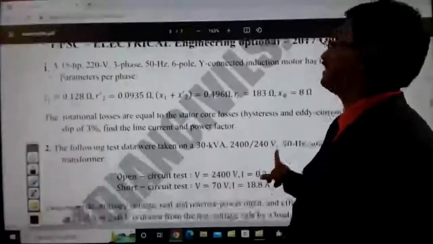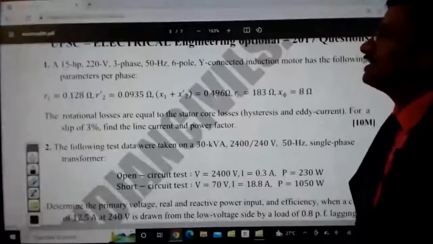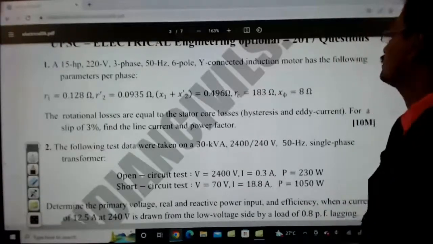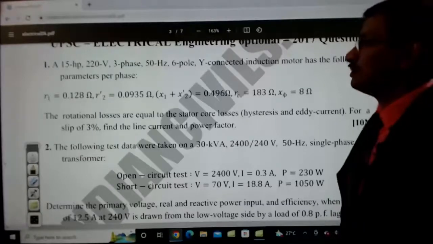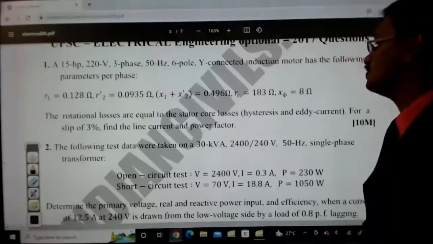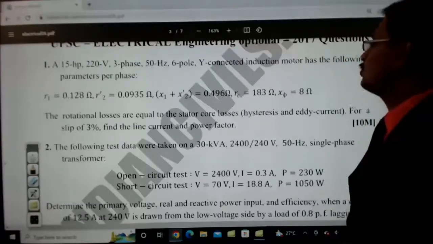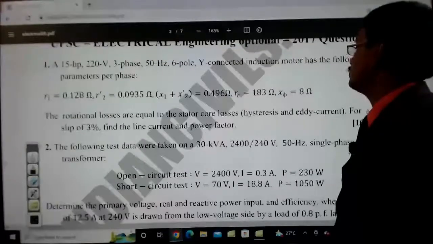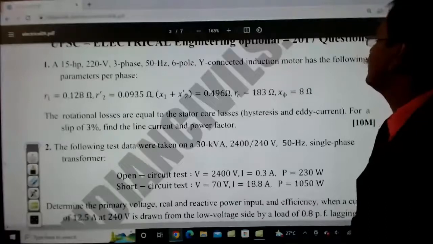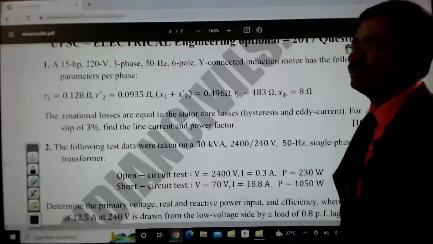And this is from 2017. A 15 HP, 220 volts, 3-phase, 50 Hz, 6-pole, Y connected induction motor has the following parameters per phase: R1 is equal to 0.128 ohms, R2 dash is 0.0935 ohms, X1 plus X2 dash is 0.496 ohms, RC is equal to 183 ohms, and XM is equal to 8 ohms, right? And these are the induction motor circuit parameters that were given.